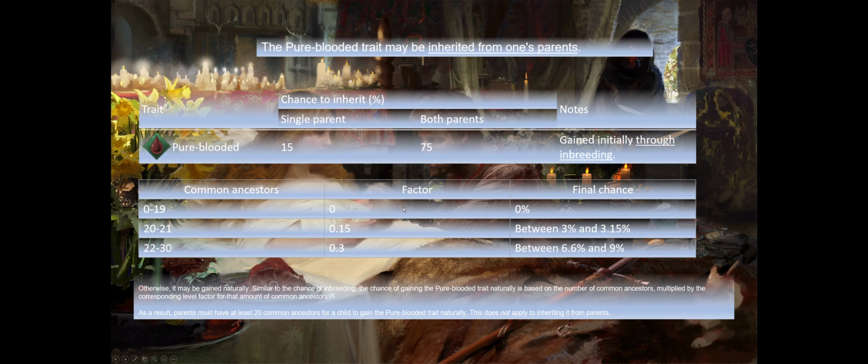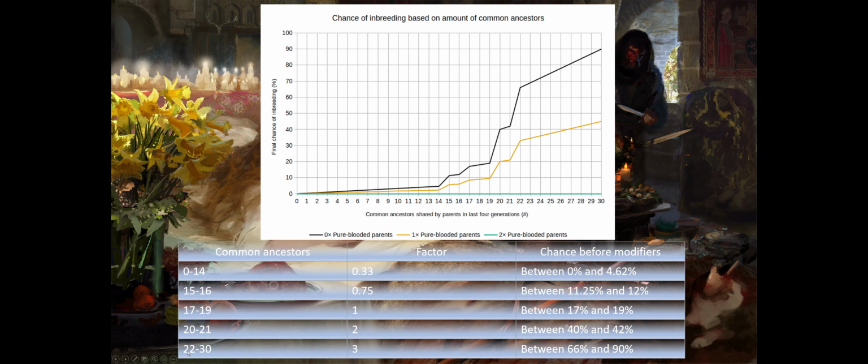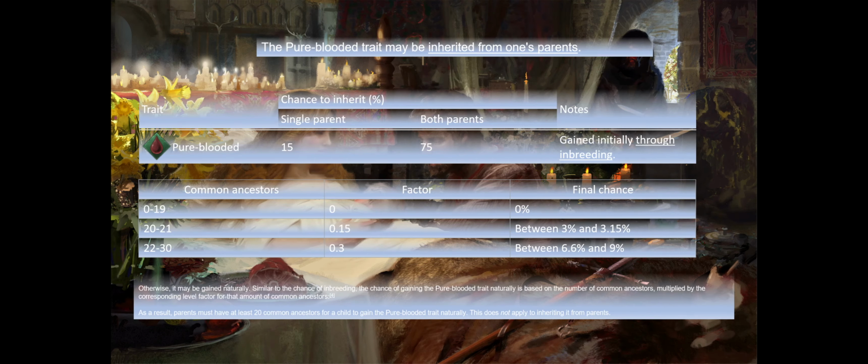And you're going to get more inbred children than you are if you're playing around with these big numbers here. If you remember that previous chart, in fact, if we go back to it, if you're looking at 20 to 21, you've got a 40 to 42% chance. And above that, you're going into crazy numbers. So you want to be super, super careful, in my opinion. But if you're just chasing the trait, then chase the trait. I can't make you play the game the way that I would suggest. But I'd recommend don't get too hung up on pure-blooded.